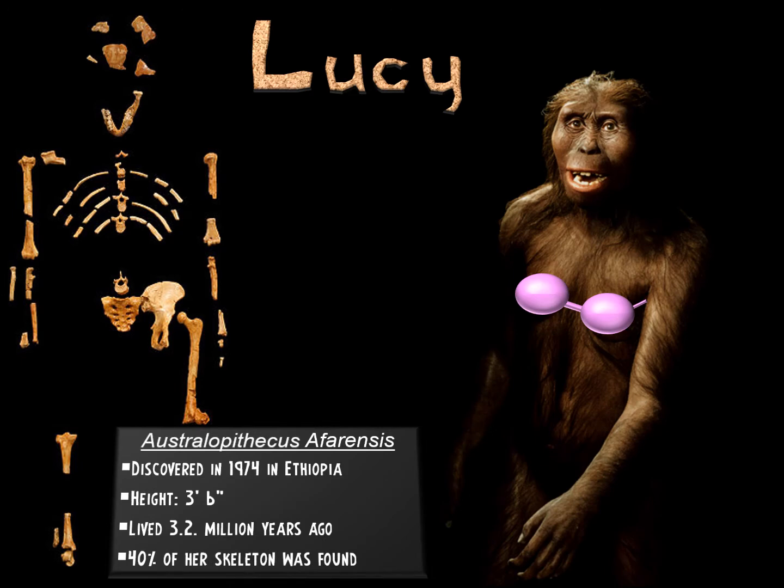Lucy is Australopithecus afarensis. She was discovered in 1974 in Ethiopia. Height about 3 feet 6 inches. And carbon dating shows that she lived about 3.2 million years ago. 40% of her skeleton was found. This is the oldest hominid that has been found with such a complete skeleton.